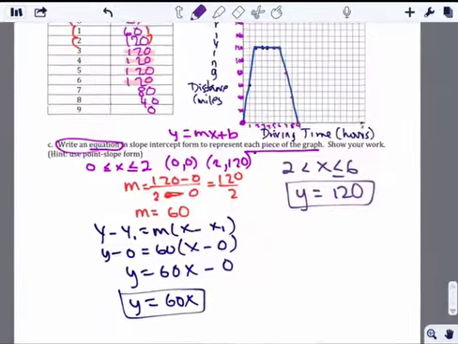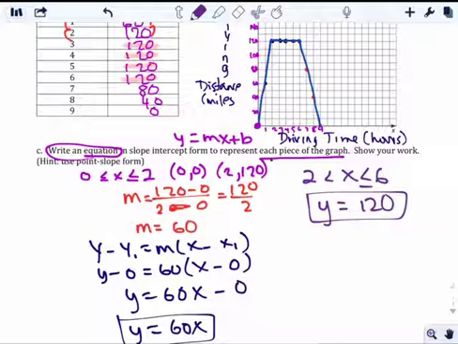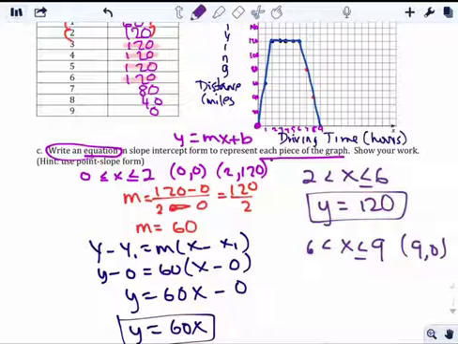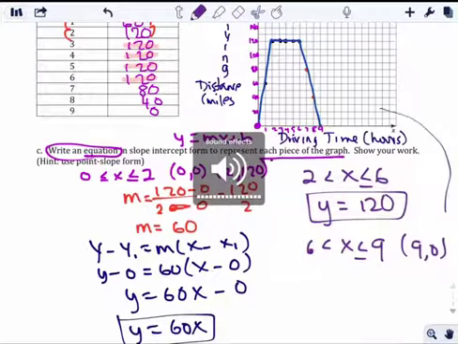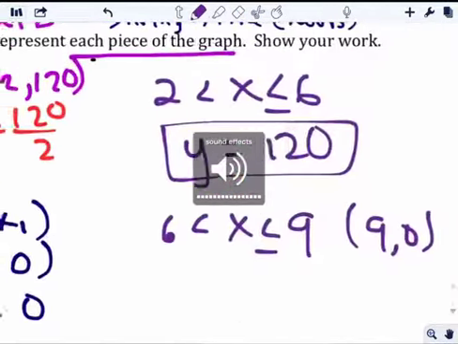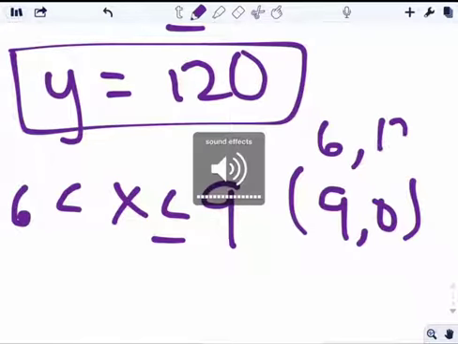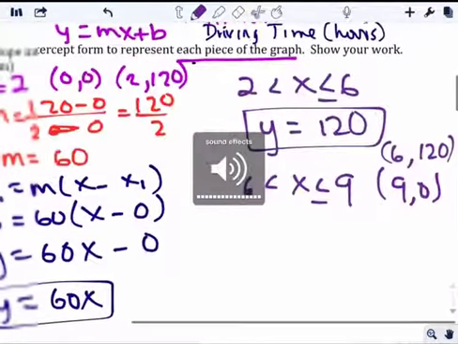Okay, and then the last one is 6 to 9 hours. We choose two of the points, either (9, 0) and (6, 120) is good. Okay, I'll write it here just on top. So first I find slope.